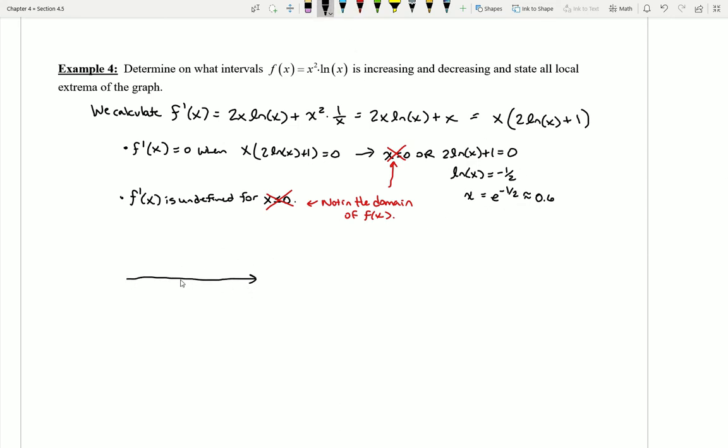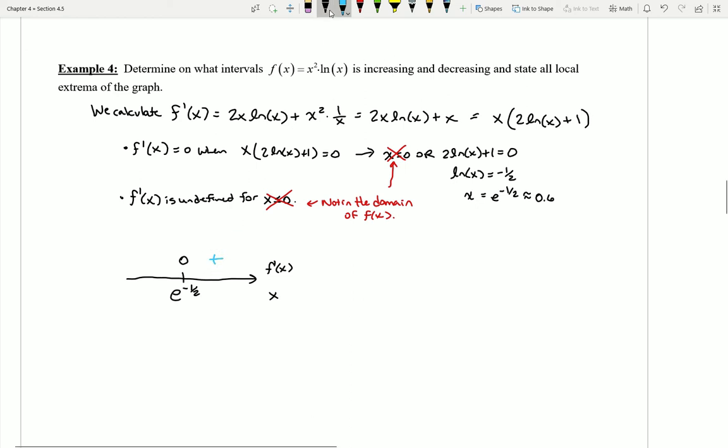So I can go ahead and plug in e to the negative 1/2 right here. And I can note that when I did this, my derivative spat out the value of 0. And now I'm going to test some values on either side. Notice I could test a simple value like 1, which would definitely be larger than my value of e to the negative 1/2. If I plugged in the value of 1, x would be positive. Natural log of 1 is 0, and so this inside here is positive. And so I would get that this part over here is ultimately just positive.